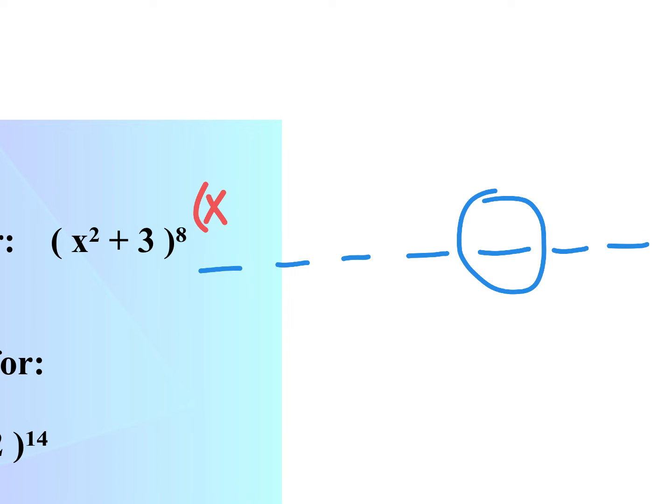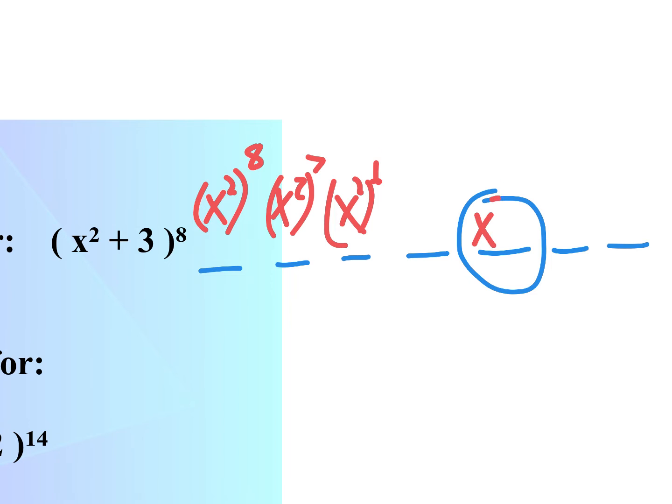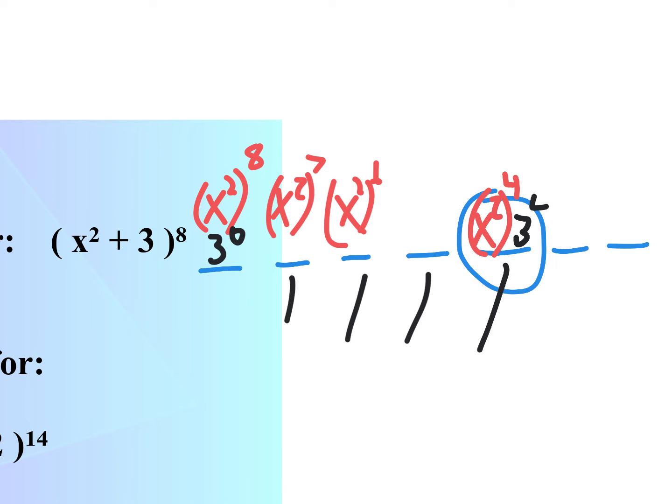I think everybody gets this part by now. X squared is to the 8th, X squared is to the 7th, X squared is to the 6th, to the 5th, X squared is to the 4th. That part's not too hard. The other part, the 3, that's not too hard. This part here is 3 to the 0, 3 to the 1, 3 to the 2, 3 to the 3, 3 to the 4th. And that's not that hard.